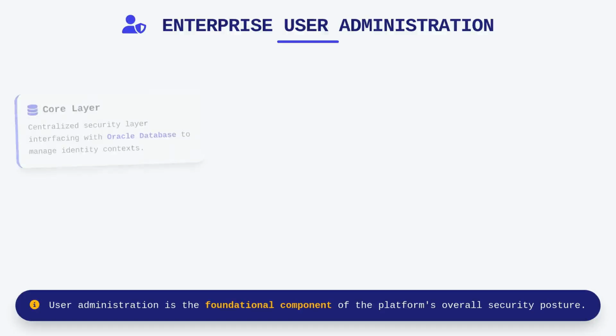Within FLEXCUBE, the framework manages identities through a centralized security layer that interfaces heavily with the back-end Oracle database. When an administrator provisions a user, the system does not merely store a record in a table, but defines a security context that dictates which branches, functions, and datasets that user can access during their authenticated session.